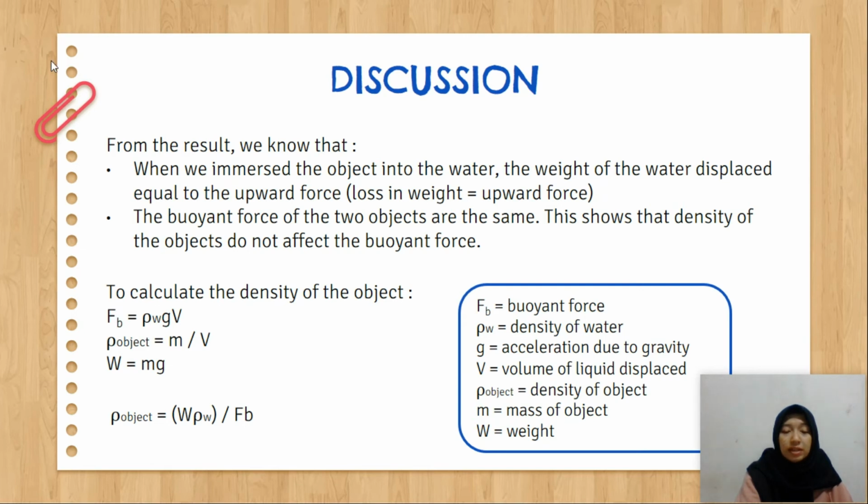To calculate the density of the object, we can use these three formulas. Rearrange them to get this last formula. Then just enter the values and you can calculate the density of the objects. Here is the information related to the formulas.